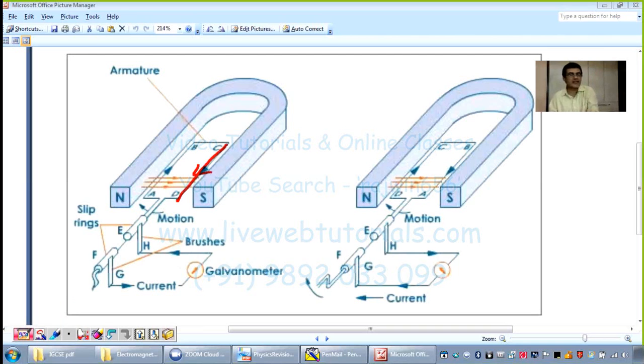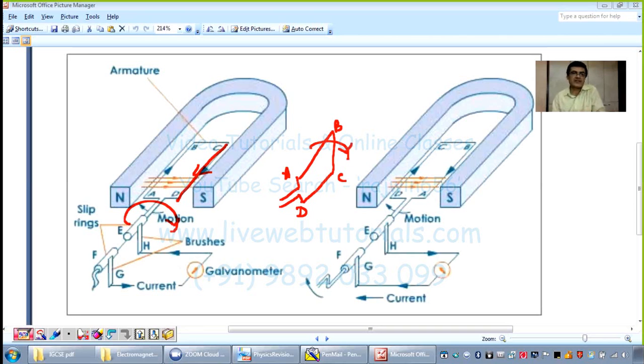Now when the coil reaches its vertical position, at that time the current will become zero. Why? Because here the plane of the coil is perpendicular to the direction of the magnetic field. The coil has become vertical, so this is going to be your AB, CD. Here the current is going to become zero. Now because the motion is continuous, the coil will still rotate further. Because of that rotational energy, we are going to get electricity out of it.